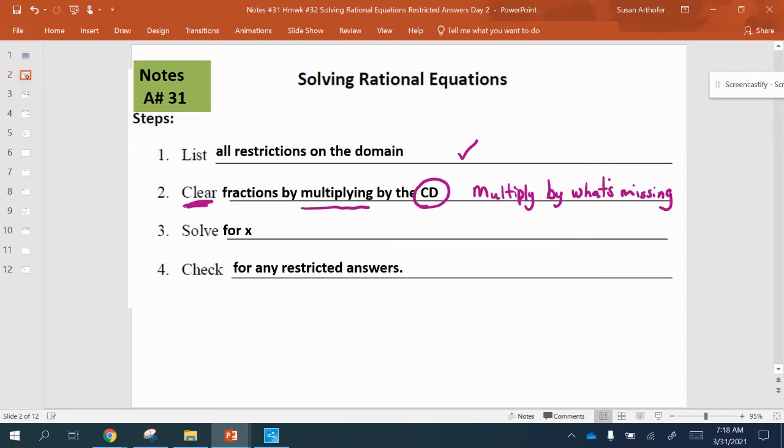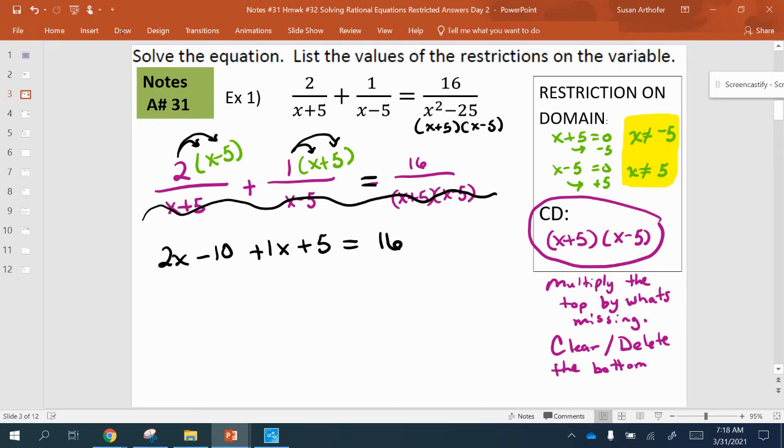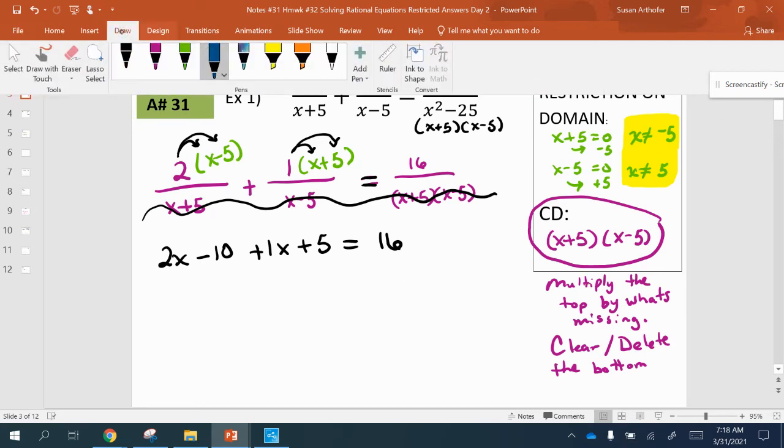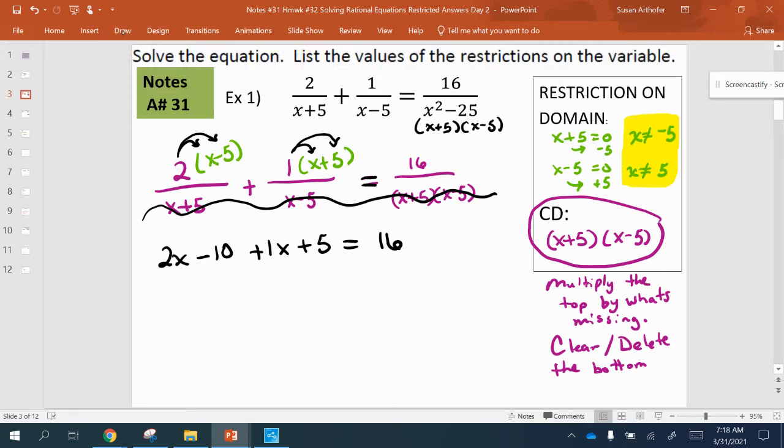Now, what's the next step in your notes? Solve for x. Okay, so we have to solve for x. So let's put like terms together. How much is 2x plus 1x? It's 3x. How much is negative 10 plus 5? Negative 10 plus 5 is negative 5. Bring down my equals and 16.